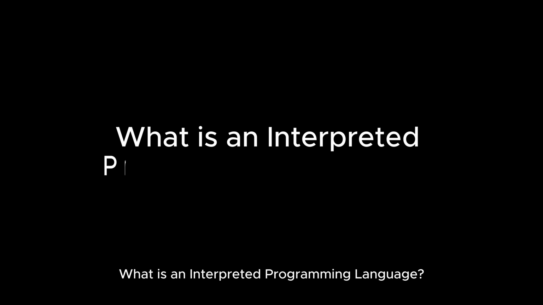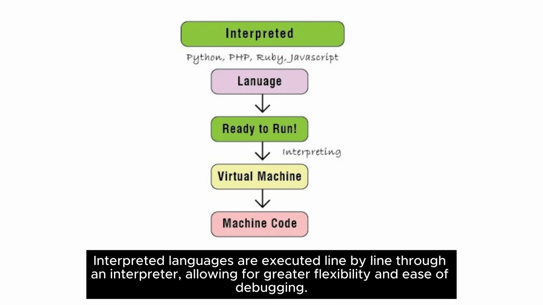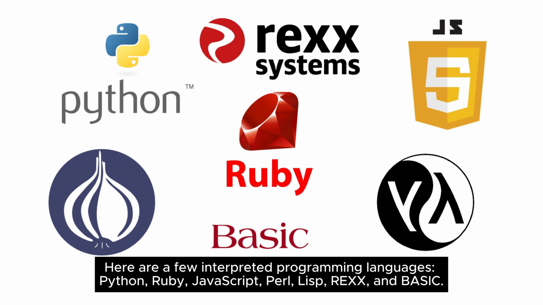What is an interpreted programming language? Interpreted programming languages are the ones that execute the source code directly. Interpreted languages are executed line by line through an interpreter, allowing for greater flexibility and ease of debugging. Here are a few interpreted programming languages: Python, Ruby, JavaScript, Perl, Lisp, ReXX, and BASIC.